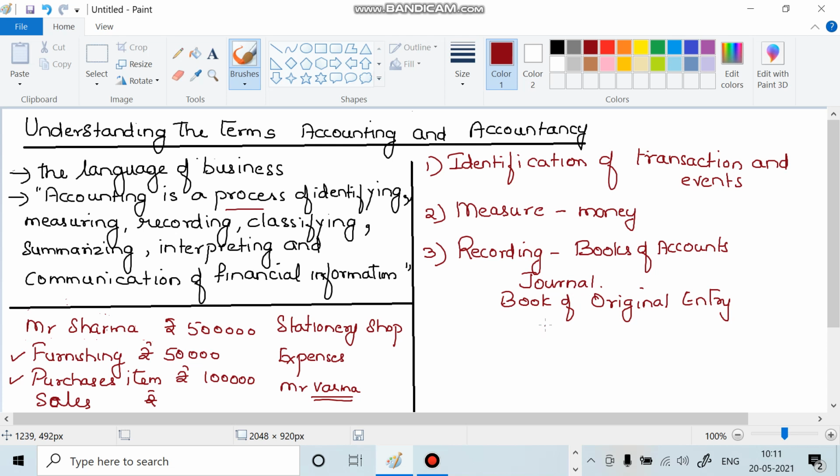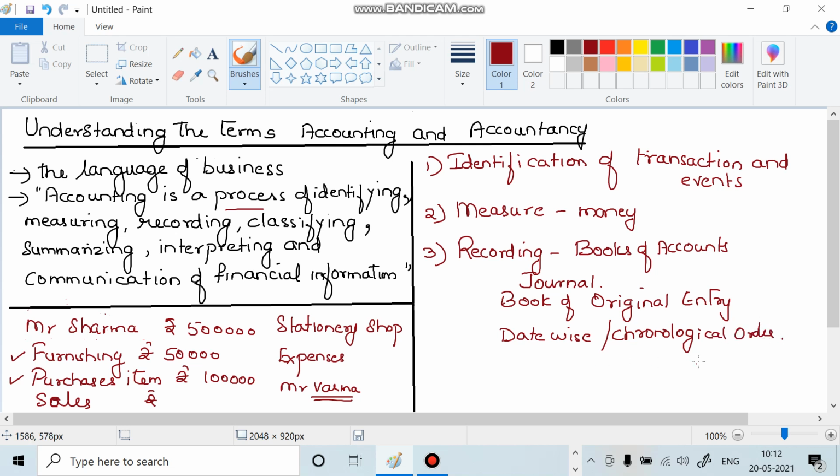So those who already know about passing journal entries will be able to better understand this. Otherwise, you can understand that it is the first time that the transactions which have been identified and measured are getting recorded in the books of accounts of the business. We will be recording in the journal, or the book of original entry, in date-wise order. So, as a transaction takes place, it would be recorded in this book. It is also called chronological order.